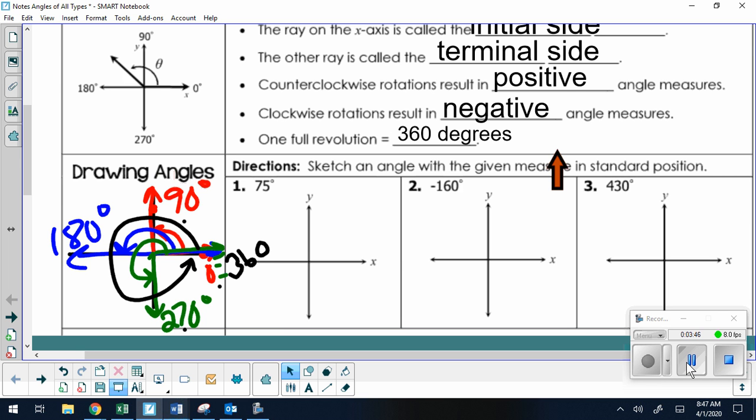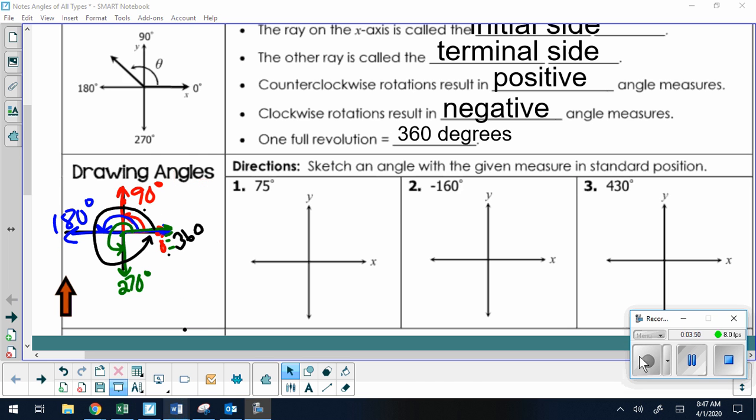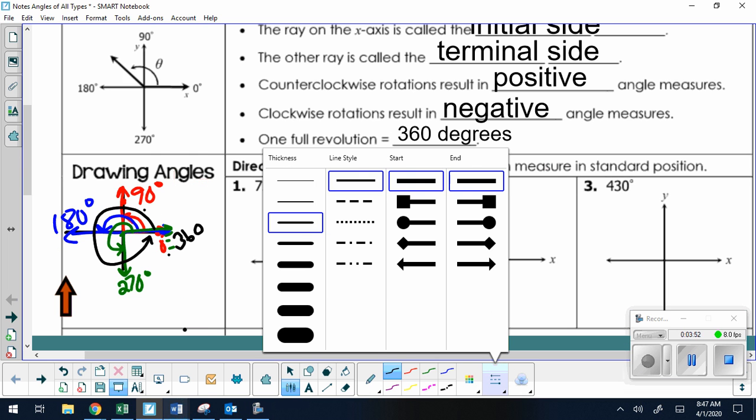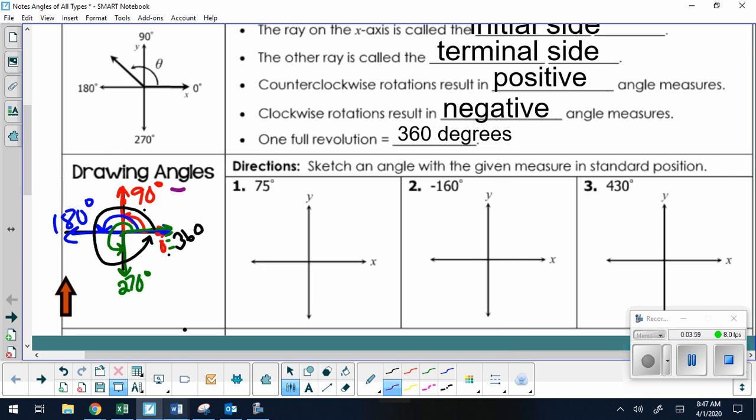Let me clean up the page a little bit, and then we will go ahead and label these. Okay, and then I'm going to also label here. So I am going to label this, let's go purple. This is quadrant 1, this is quadrant 2, this is quadrant 3, and this is quadrant 4. Our quadrants are actually pretty important to us as we get into our pre-calculus here. It determines a lot of things.